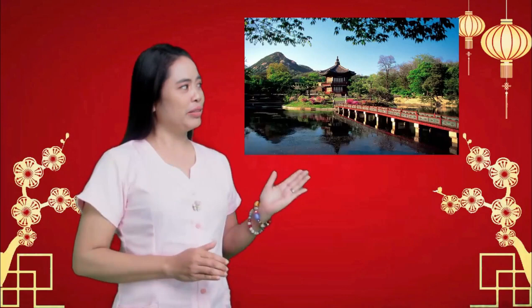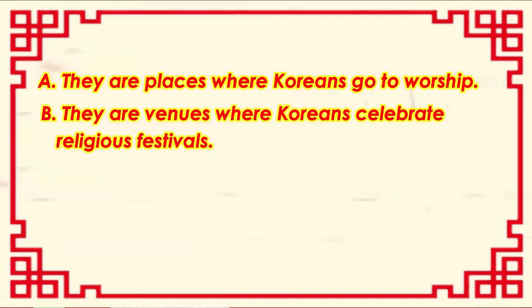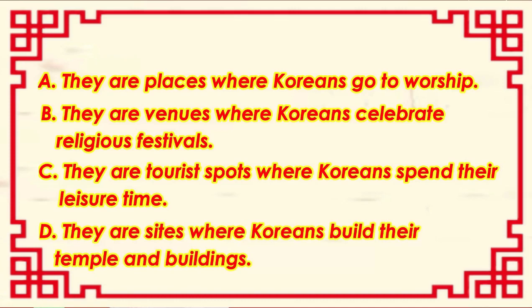mountains and rivers are features that are important in Korean landscape paintings. How are these features related to the culture of this East Asian country? Letter A. They are places where Koreans go to worship. Letter B. They are venues where Koreans celebrate religious festivals. Letter C. They are tourist spots where Koreans spend their leisure time. And letter D. They are sites where Koreans build their temples and buildings. Your time starts now.